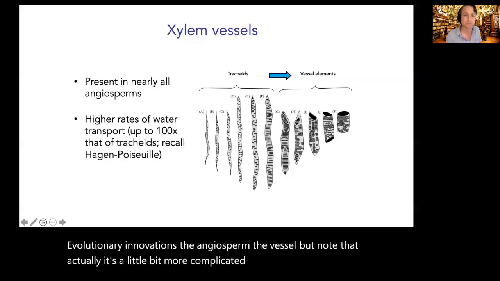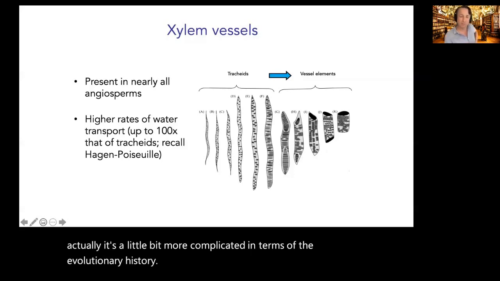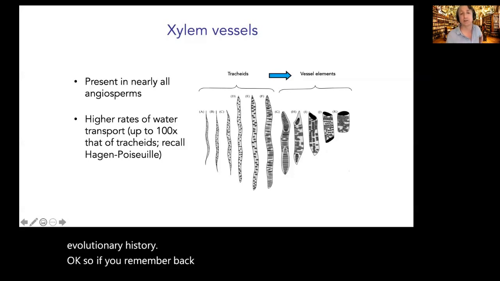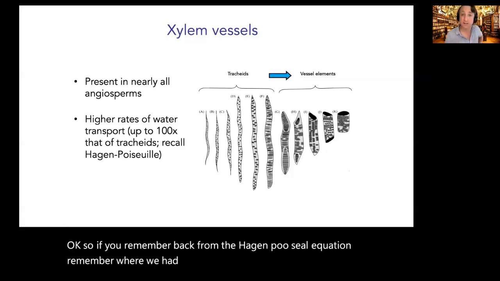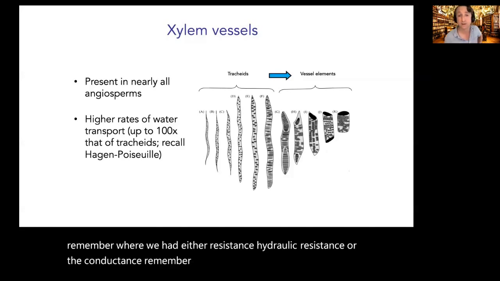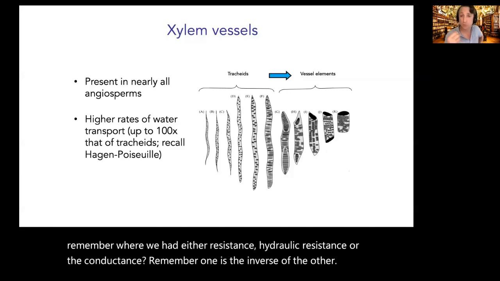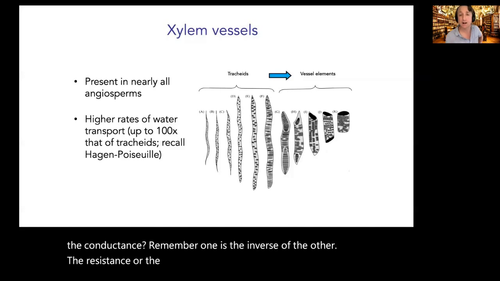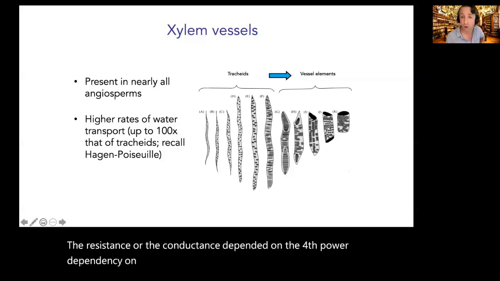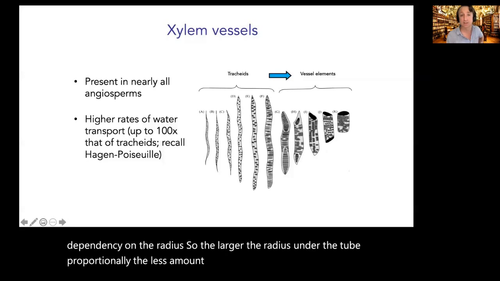Okay, so if you remember back from the Hagen-Poiseuille equation, where we had either hydraulic resistance or the conductance, remember, one is the inverse of the other. The resistance or the conductance depended on the fourth power dependency on the radius. So the larger the radius of the tube, proportionally the less hydraulic resistance through that tube.